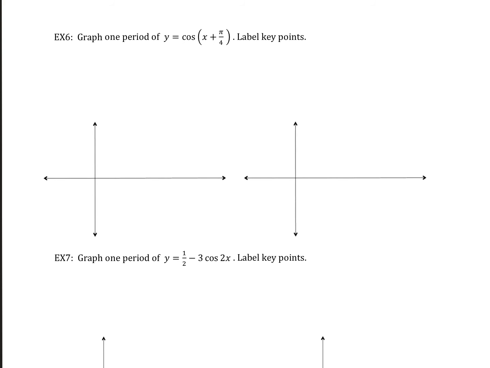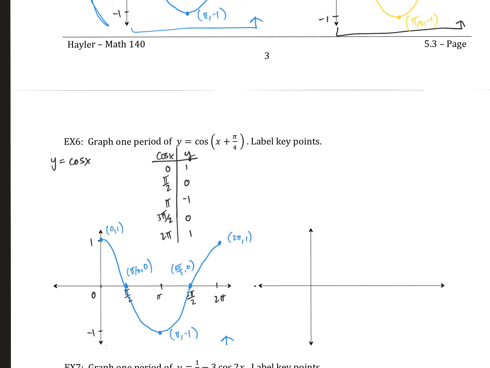So now look at example 6. We're going to graph one period of y equals cosine of x plus pi over 4, and label key points. Once again, we're going to start with the graph of the parent function, which is cosine. I'll go ahead and pause the video and write these down. Check back in with me in a second. Alright, so I graphed the parent function of cosine of x. Let's go ahead and graph the transformation.